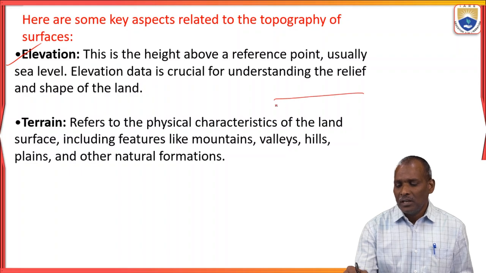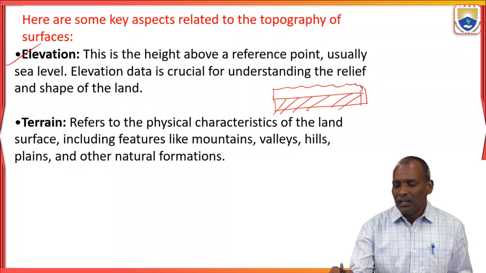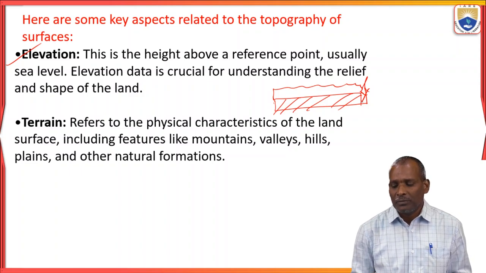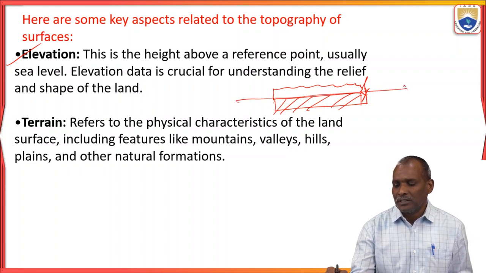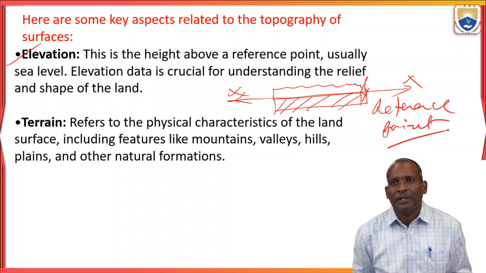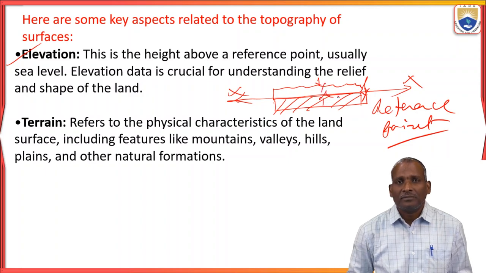Suppose the ground surface is here, like this. So what is the height, the elevation, of the surface from its reference point? The reference point is this one. Take the reference point here. From this reference point, what is the height?